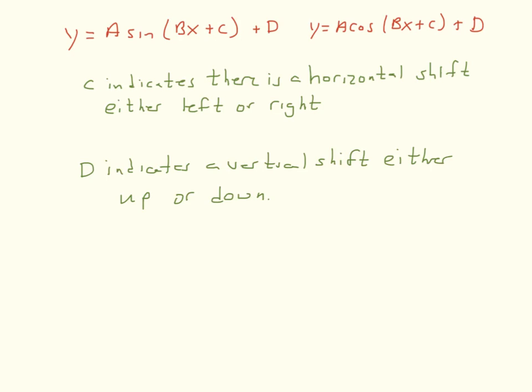Now we're going to add in a couple other transformations here. We know we're going to take this as a sine of bx plus c, plus the d. So we're adding the c and the d in there in both of these. In this case, the c indicates that there's going to be some sort of horizontal shift, either left or right. And the d is going to indicate a vertical shift, either up or down. The amount of that shift is going to be important to us in terms of identifying how to graph these functions.